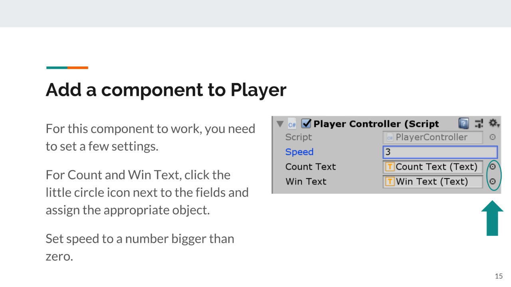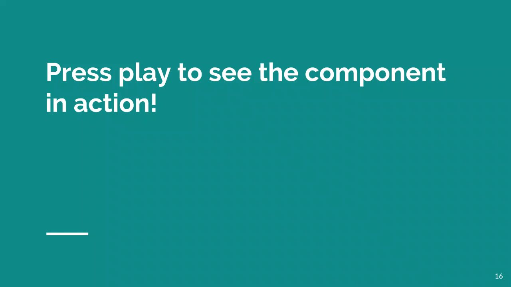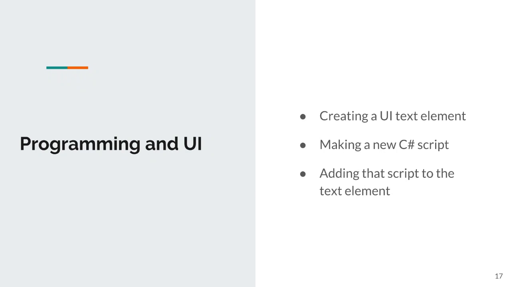It's just a really easy way, well, if you're really lazy, you just click the circle and it'll show you all the files in your project that will go into that section. And the cool thing about this is speed, count text, and win text are variables you set in the code. And so instead of going into the code and changing variables, you can change the code using the inspector. So press play and yeah.